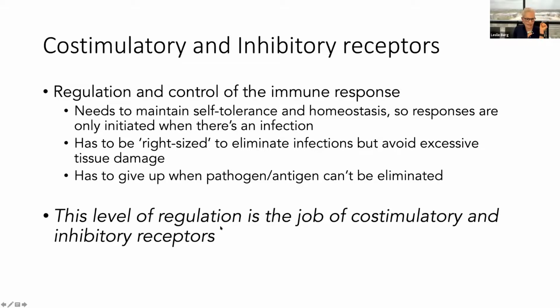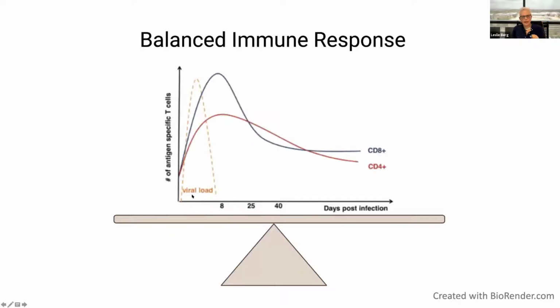Okay, so a balanced immune response, of course, as you already heard, is: you get a virus infection. If it's something that's not dealt with by your innate immune system, you initiate an adaptive immune response. I'm just showing T cells here, not the B cell response and antibody production.